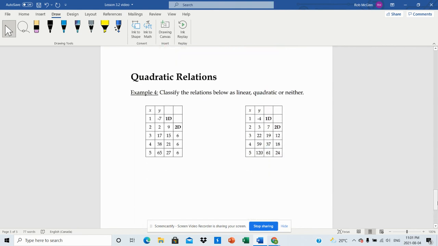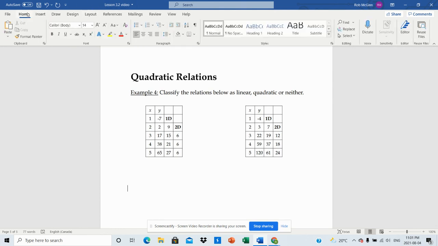We want to classify the relations below as linear, quadratic, or neither. And one thing we'll notice is when we look at these, there's no equations. No equations for us to go off of.